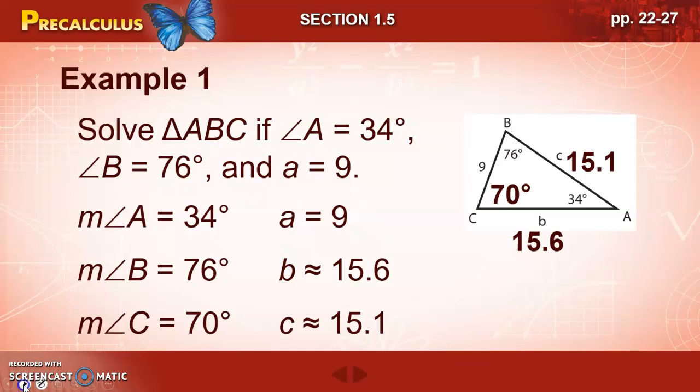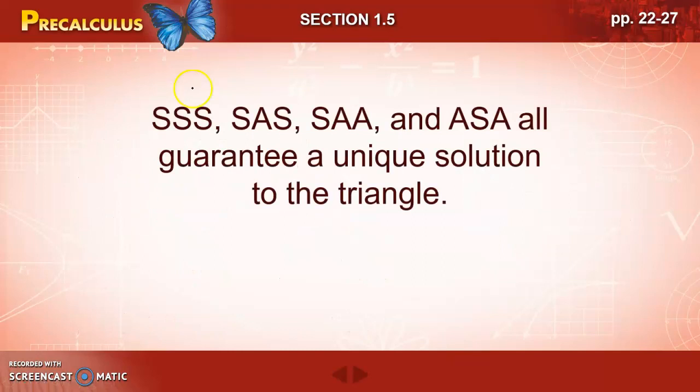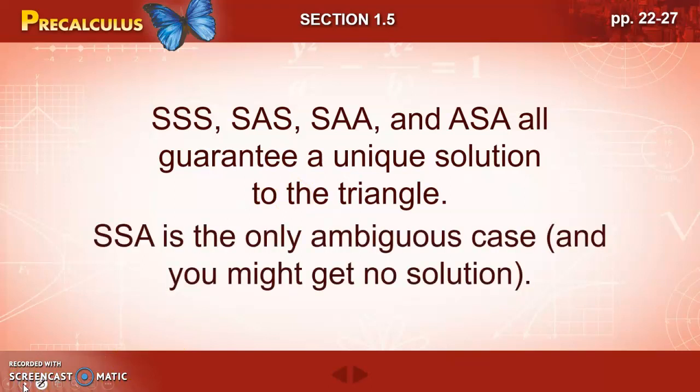Remember to find all the measurements of all the sides and all the angles. Side-side-side, side-angle-angle, and angle-side-angle all guarantee a unique solution to the triangle. Side-side-angle is the only ambiguous case, and you might get no solution if you use side-side-angle. So if you can, use one of the other geometric cases up above.